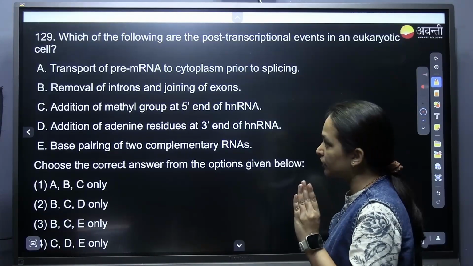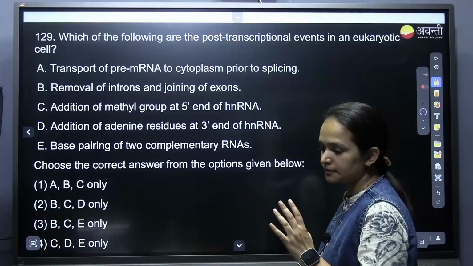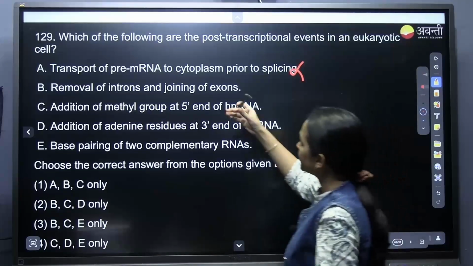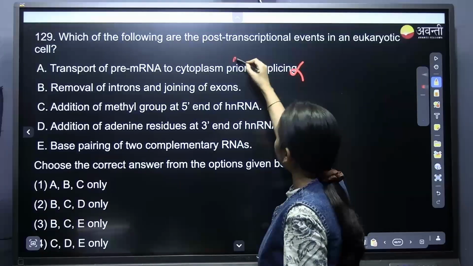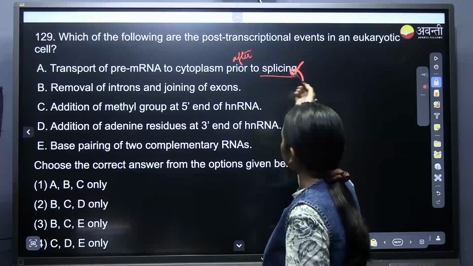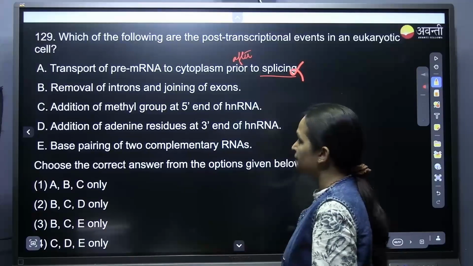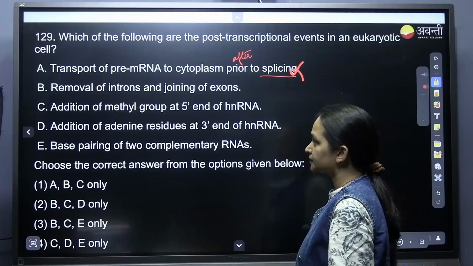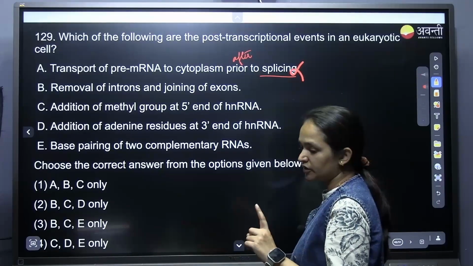Is the statement A correct or wrong? No, it is wrong, because transport of pre-RNA to cytoplasm will be after splicing. So which means this is wrong. Removal of introns and joining of exons, post transcriptional event.